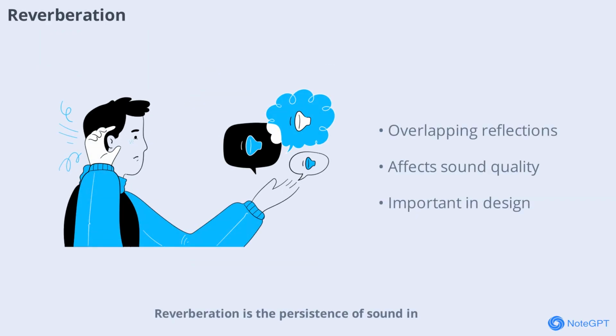Reverberation is the persistence of sound in a space after the original sound is produced. Unlike an echo, which is a distinct repeat, reverberation is a series of overlapping reflections that blend together. This is why your voice sounds different in a small room compared to a large hall. Controlling reverberation is important in designing auditoriums and studios to ensure clear sound quality.